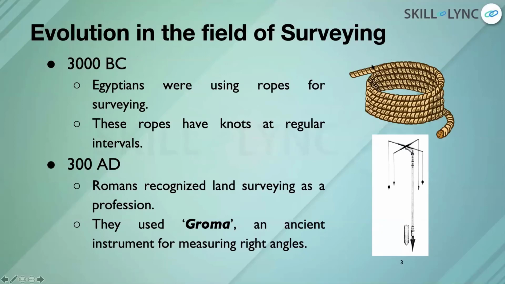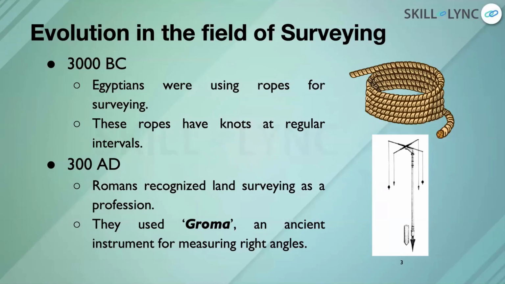Now these ropes have knots at regular intervals. They could be 0.5 feet, 1 foot, 1 meter, so that people know if I have 10 knots between me and another person standing at a distance, then it's 10 times each knot. And if each knot is 0.5 meter, then 10 into half is 5 meters, like that. So that's how people measured these linear dimensions using rope. So this is basically like a chain. This is a primitive instrument, you can say, for chaining.